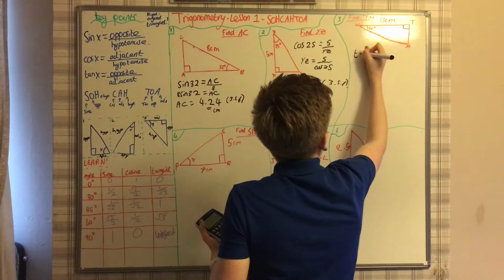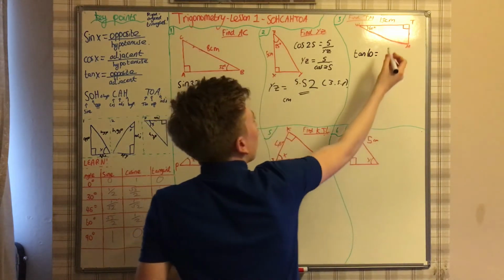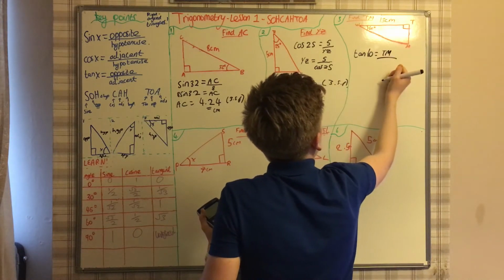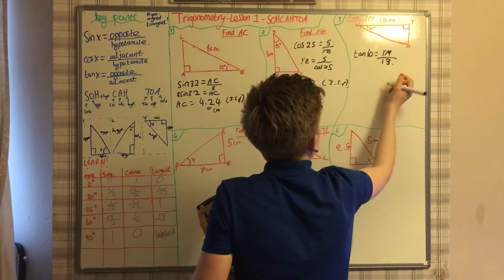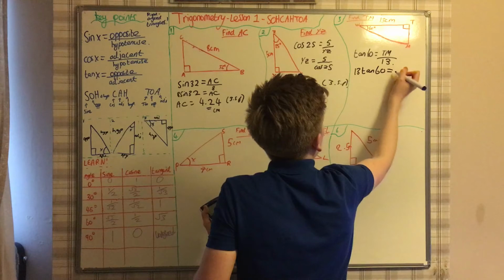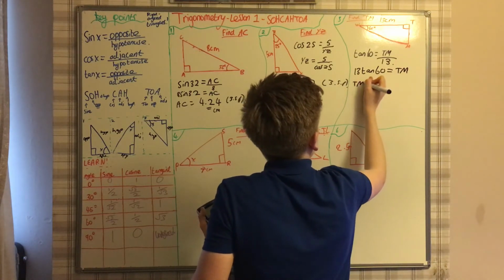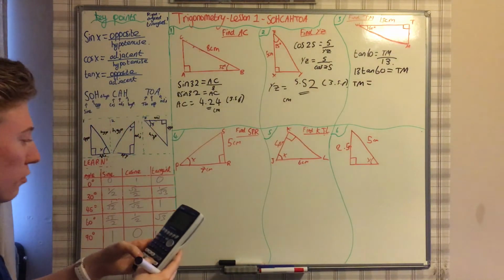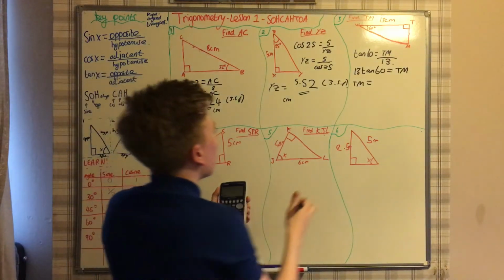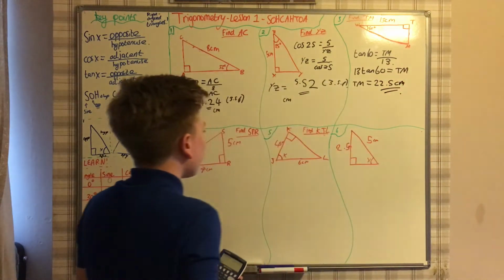So we can say tan of our angle, tan x, which is 60 in this case, is equal to the opposite side, which we're trying to find, divided by our adjacent side, which is 13. And again, we rearrange this. 13 multiplied by tan 60 equals our length TM, which we're trying to find. So TM is just 13 multiplied by tan 60, which gives us 22.5 centimetres to 3 significant figures.